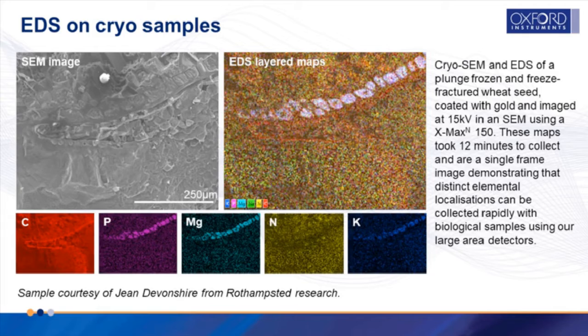You can see in particular the phosphorus, magnesium and potassium signals in the cells located in a line across the centre of the image, and these maps are particularly nice for this difficult sample.